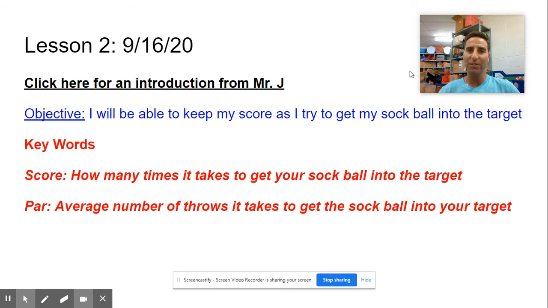So golf is really interesting in that whoever has the lowest score is actually the winner, much like other sports where teams that score the most points win. In golf, it's the opposite. Whoever has the lowest score is the winner.